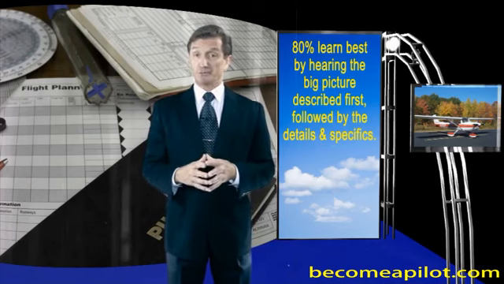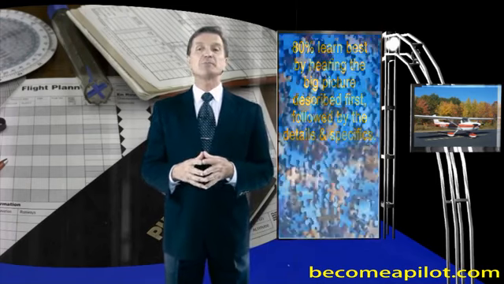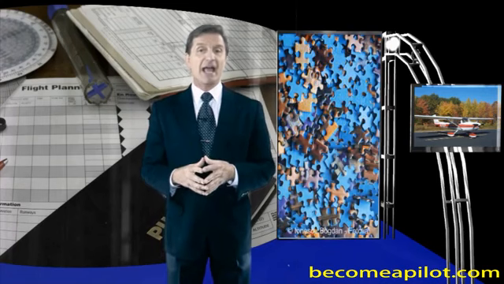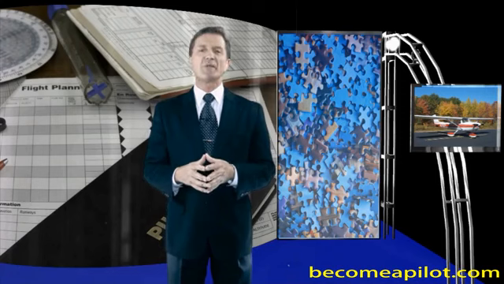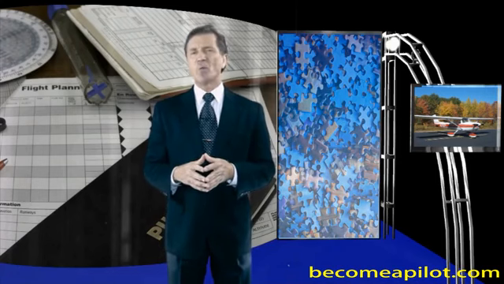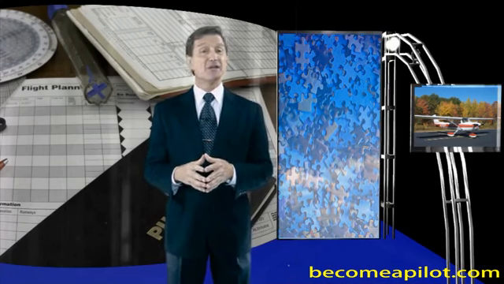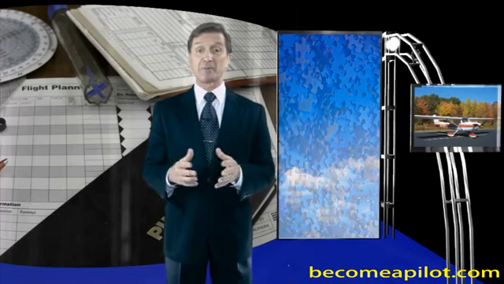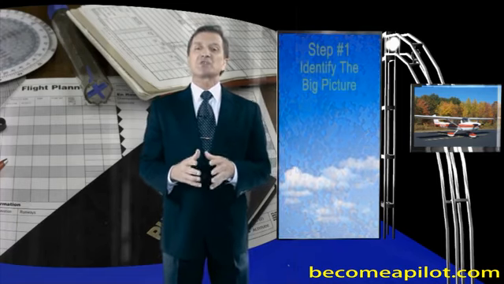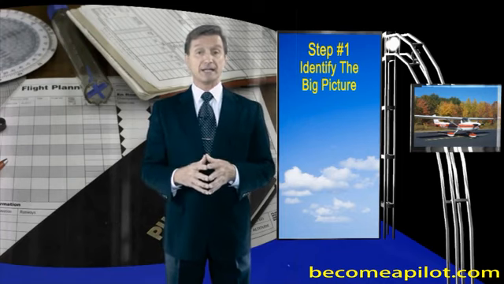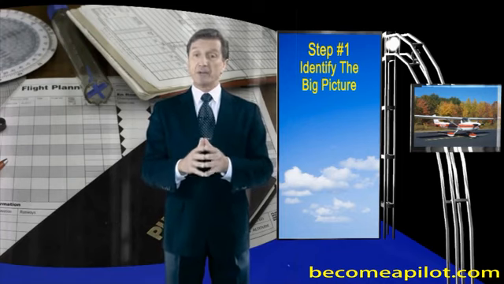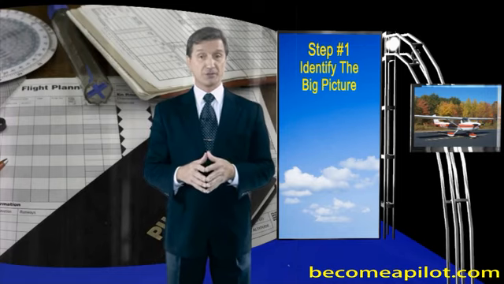Not doing so is like giving someone a 1,000-piece jigsaw puzzle and insisting that they assemble the picture without telling them what the picture is. And what fun is that? Well, not too much fun for the person trying to assemble the picture. That's why step 1 of this 5-step teaching process is describe the big picture for your student.